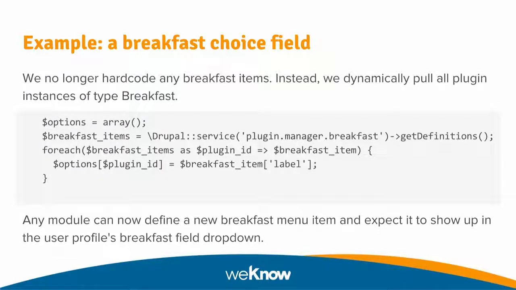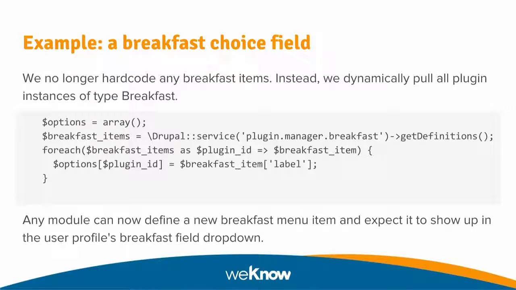Instead, we're going to dynamically pull all the plugin instances of the breakfast type. So for my options, remember how I had my options hard coded there? It was an array of things. I had 3 options in there: pancakes, fruit, and something else. Now I'm going to call my service. I have my breakfast plugin manager, right? So my items are going to be whatever the service returns under get definitions, or maybe I can call it get food types, or get selections, options, whatever. And then for each one of those things that get returned, I turn it into a breakfast item. So now I load my options dynamically.